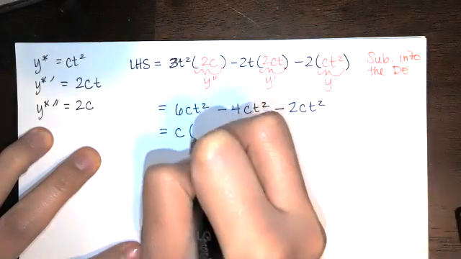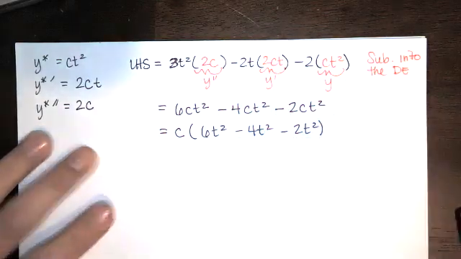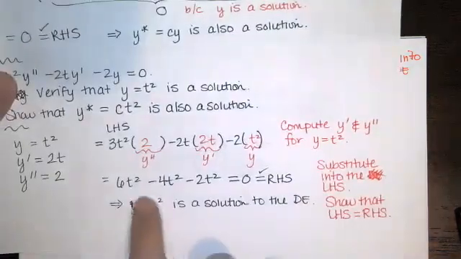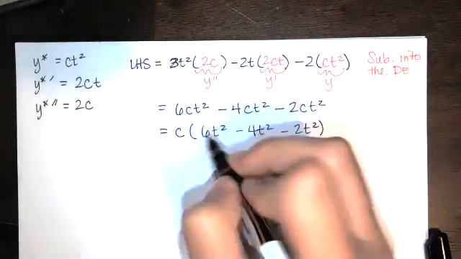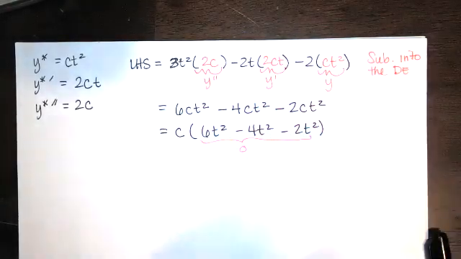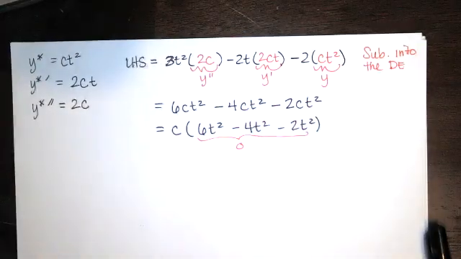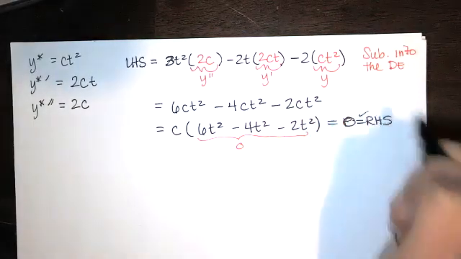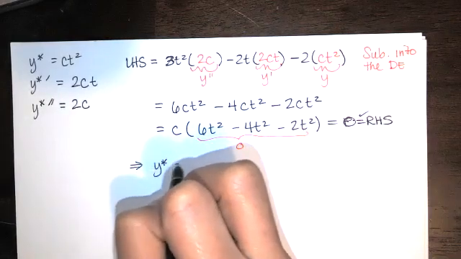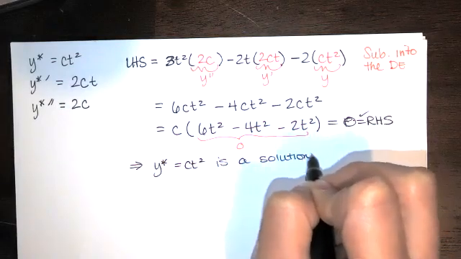And if you want, you could factor out that c, and you're left with this. That's exactly what we had over here. We end up with c times this, and that all equals 0 because y equals t squared was a solution of the equation. Or you can just evaluate that and you see that 6t squared minus 4t squared minus 2t squared is going to give you a 0, which equals 0. And that's equal to the right-hand side. So y equals c times t squared is a solution to the differential equation as well.